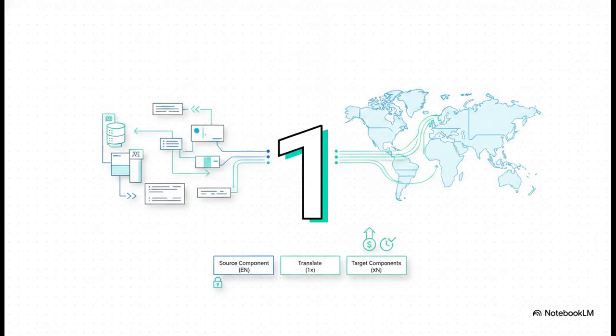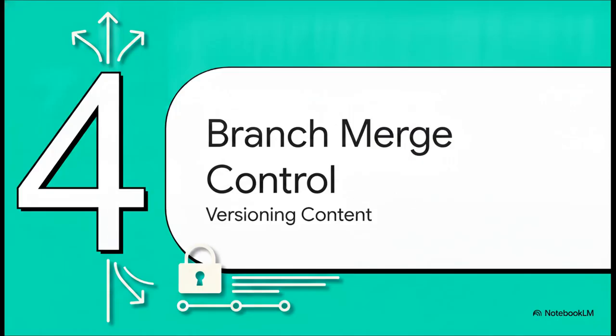If you update the English component, the system flags only that specific piece for retranslation. It saves an incredible amount of time and, of course, budget. Okay, Section 4, branch, merge, and control, versioning your content just like a developer.